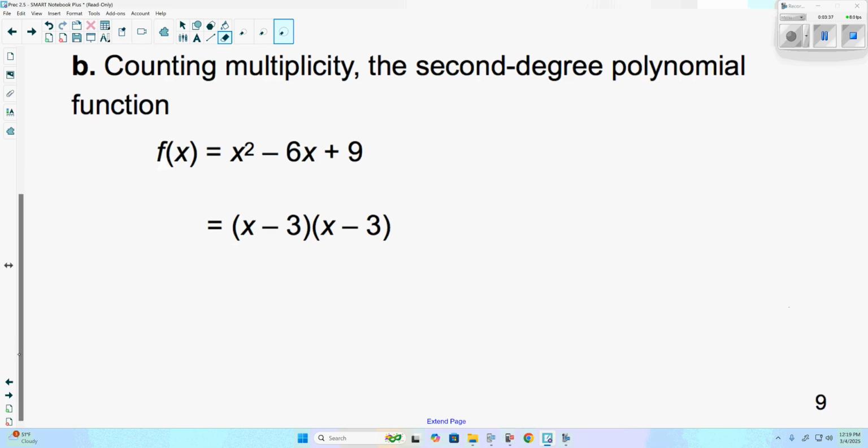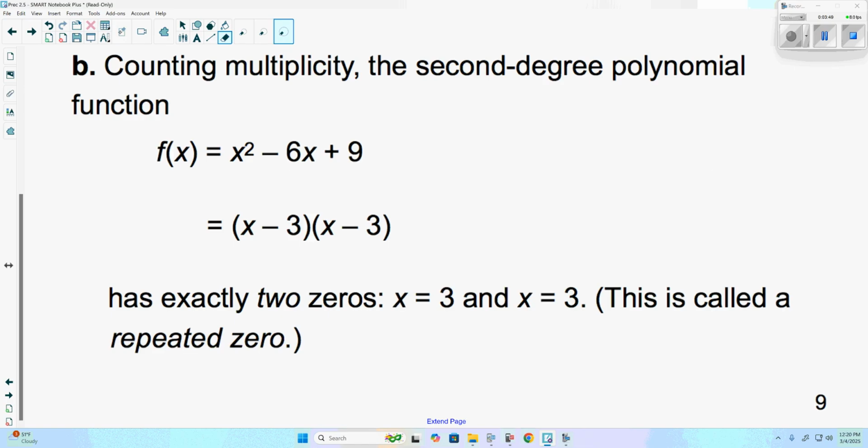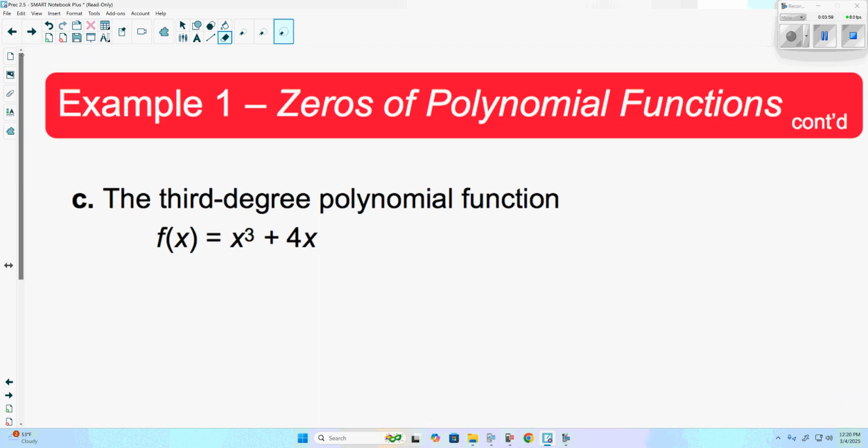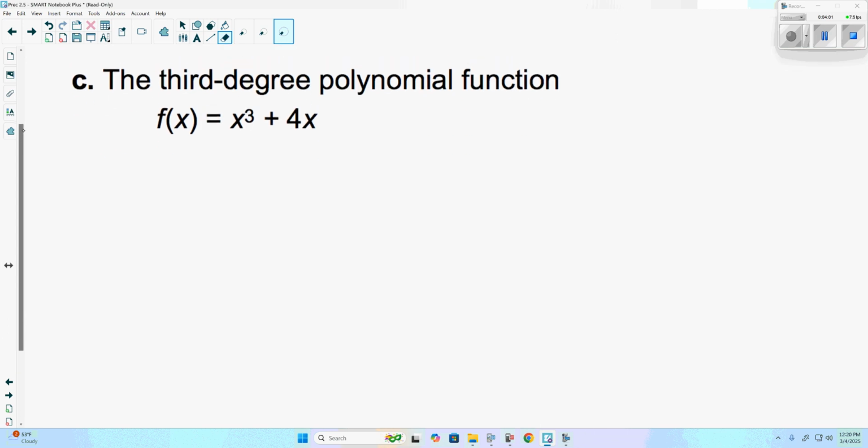Now with f of x equals x squared minus 6x plus 9, the degree is 2, so we should have 2 solutions. We factor this to here, and we find out that it has exactly 2 solutions, 3 and 3. It is a repeated zero because it does show up twice, as an even multiplicity.